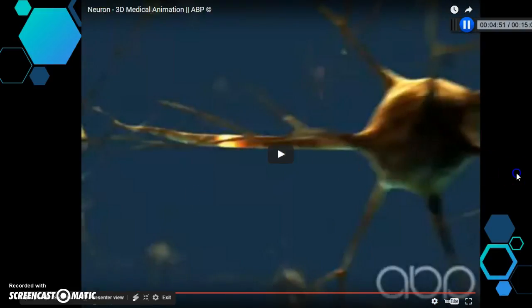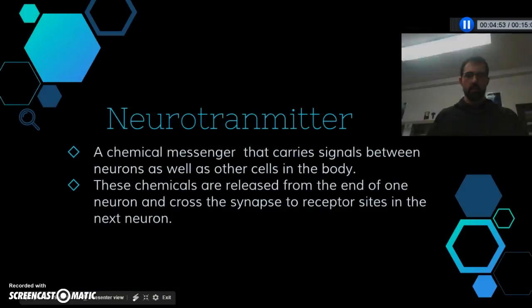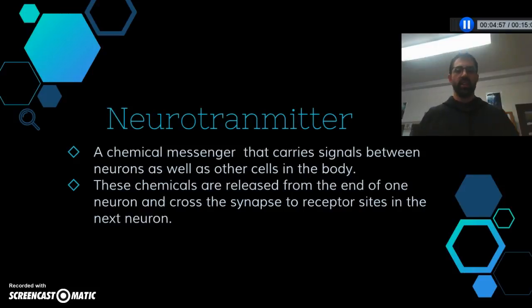So a neurotransmitter is a chemical messenger that carries signals between neurons as well as other cells in the body. These are released from the terminal buttons on the axons, cross the synapse, and join the receptor sites of the next neuron. We're going to look at some neurotransmitters in particular to help solve the case of the Z1N2 virus.